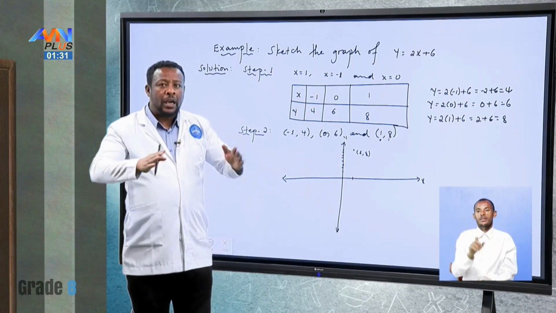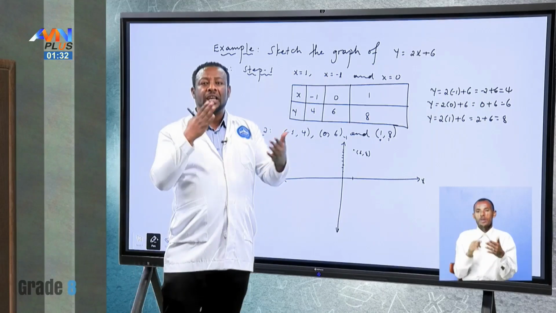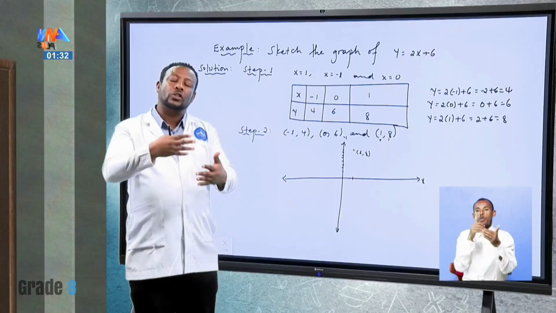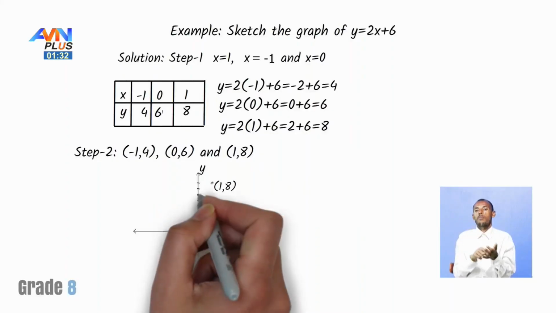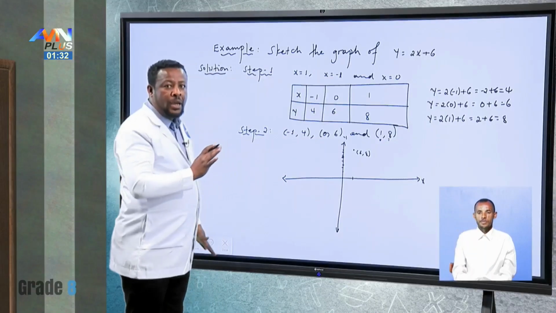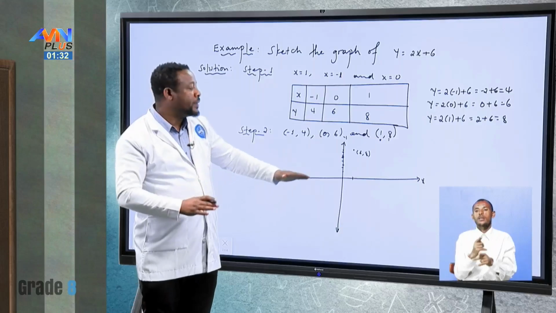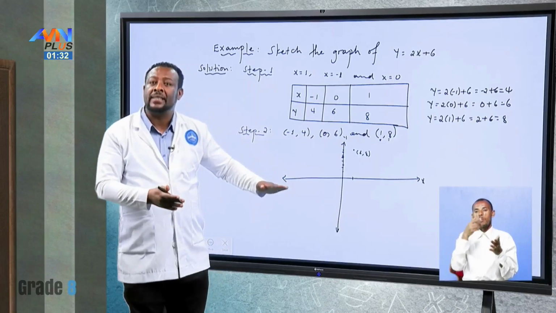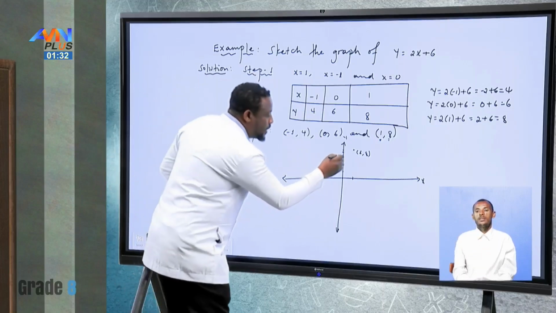Okay, you cannot be perfect in sketching, but you can take the rough approximate position of the point. So the point (0, 6) probably may be here. Don't worry about its exact position, but you have to make sure that (0, 6) is above the x-axis, right?